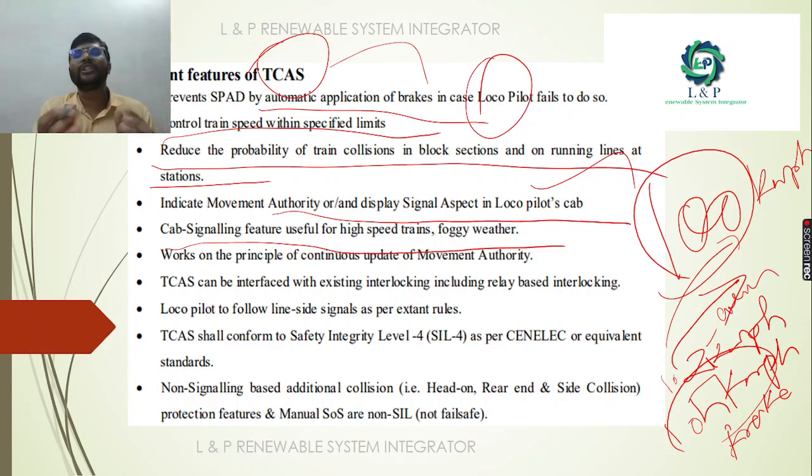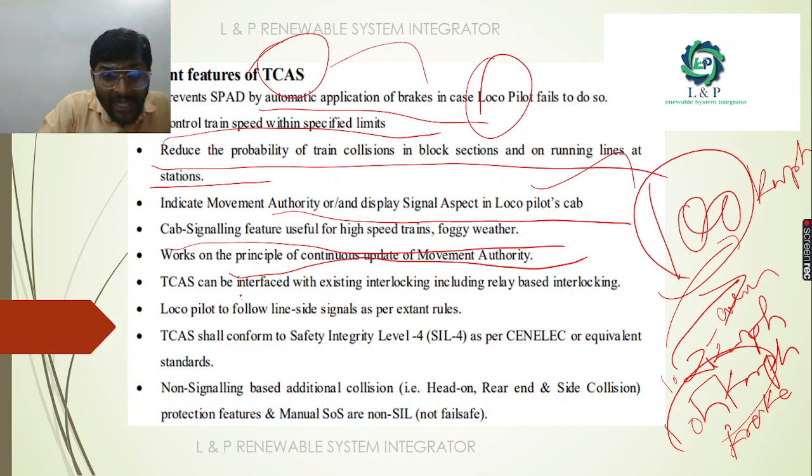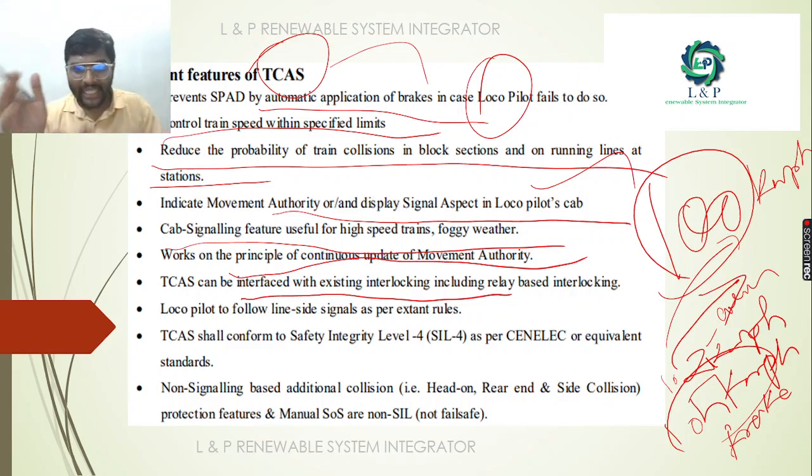This cab signaling feature is very much useful, and most importantly, it works on the principle of continuous update of movement authority. The train collision avoidance system can be interfaced with existing interlocking, including relay based interlockings. Already this existing interlocking system is available. Relay interlocking is available.